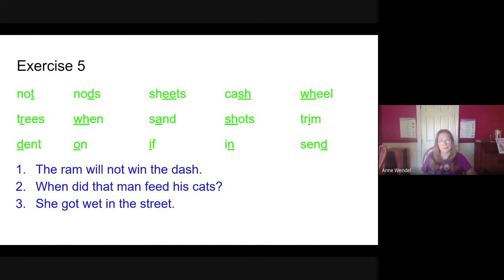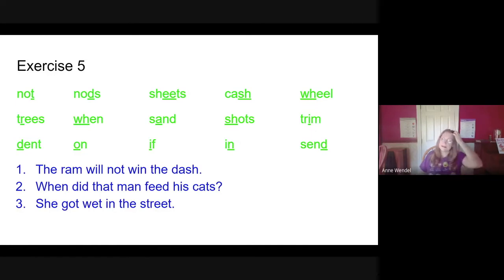Yes, trim. Last line. First word. What sound? Yes, d. What word? Yes, dent. Next word. What sound? Yes, ah, as in octopus. What word? Yes, on. Next word. What sound?